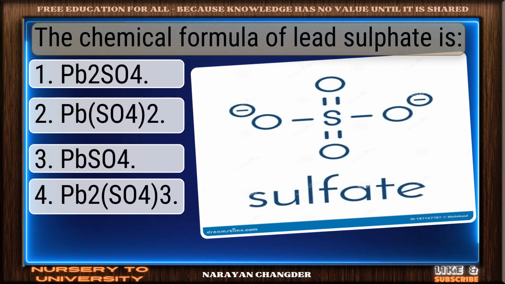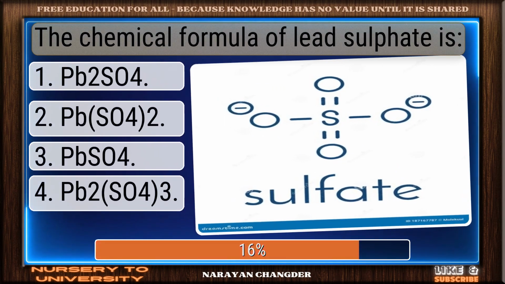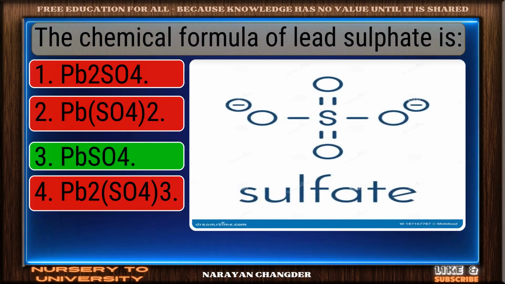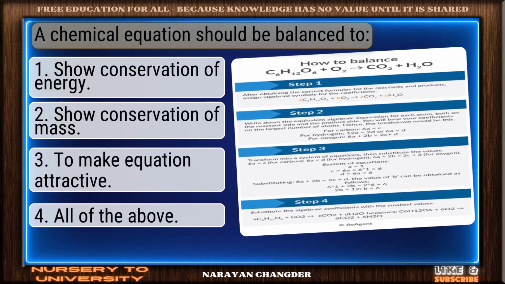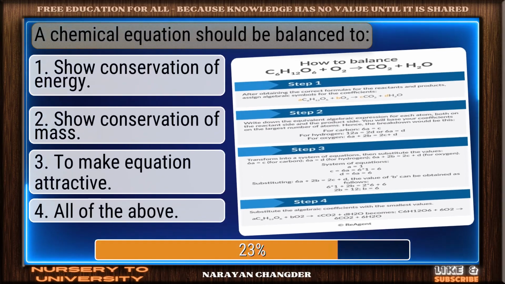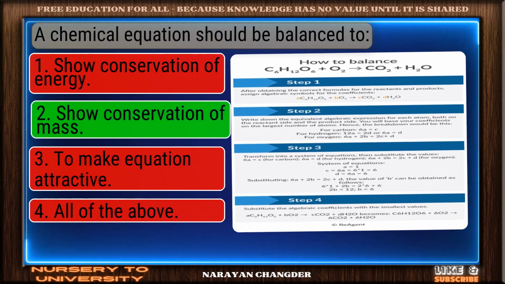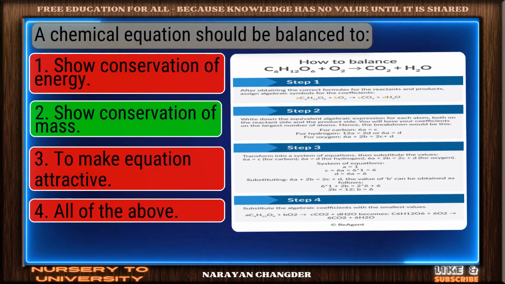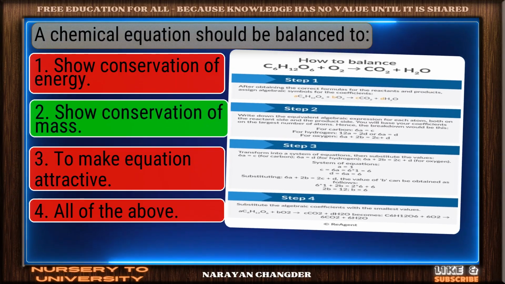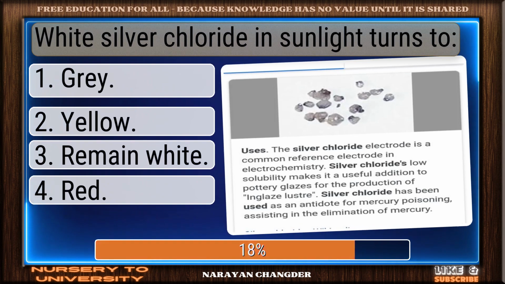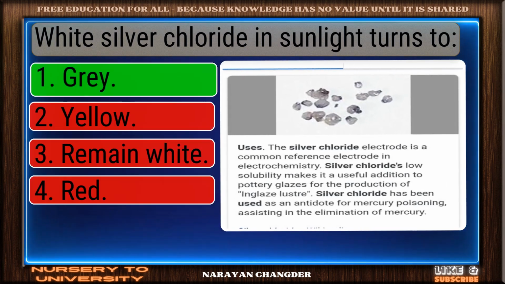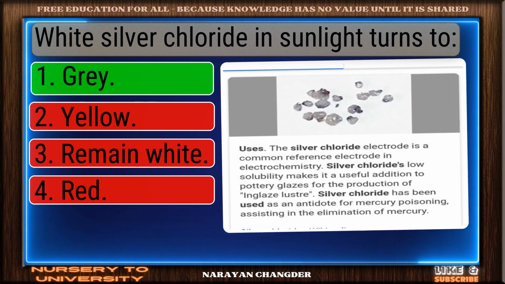The chemical formula of lead sulfate is... Smart pick. PbSO4 is correct. A chemical equation should be balanced too. Well reasoned. Show conservation of mass is correct. White silver chloride in sunlight turns to. Excellent choice. Gray is right.